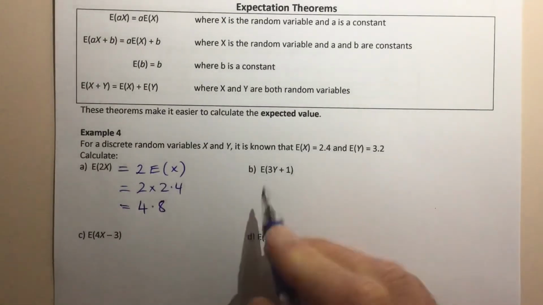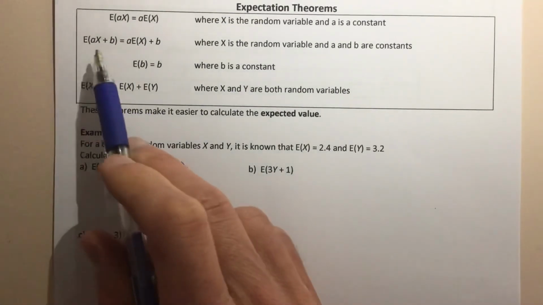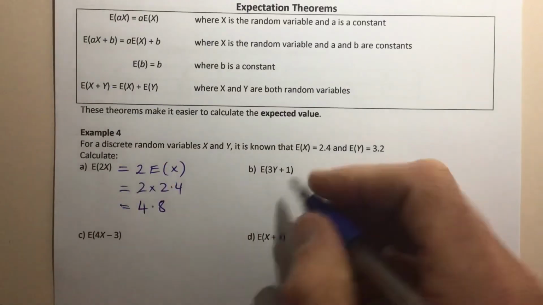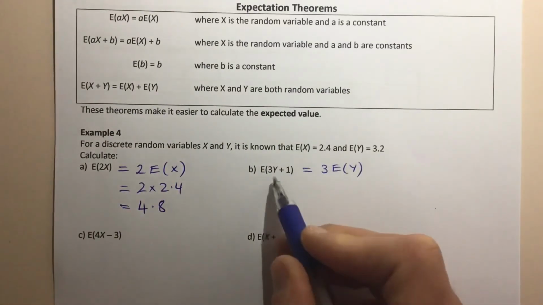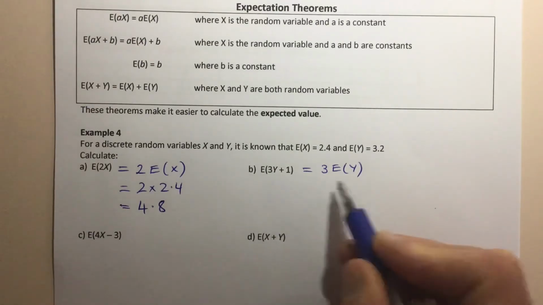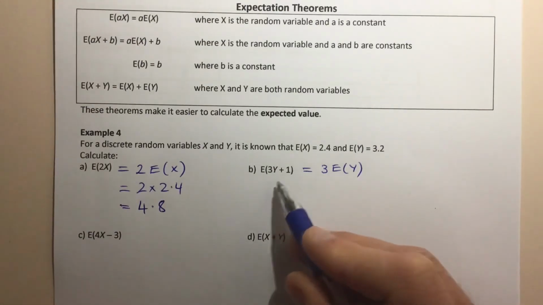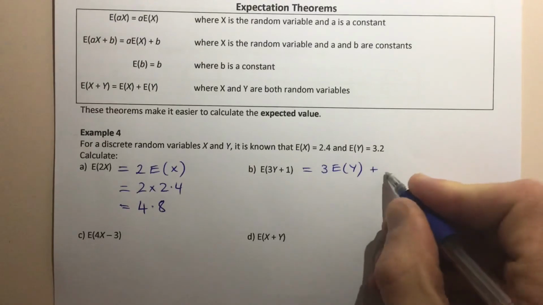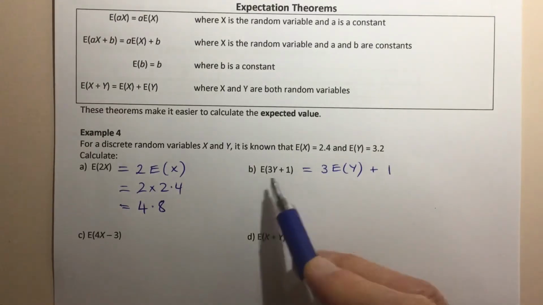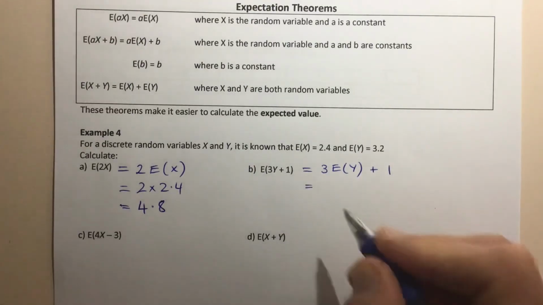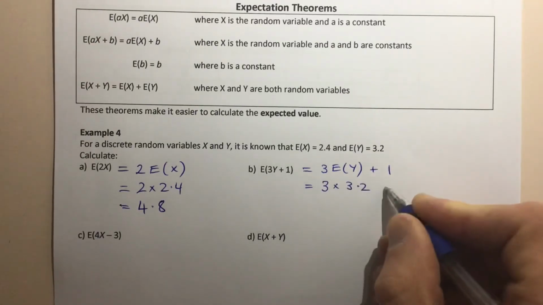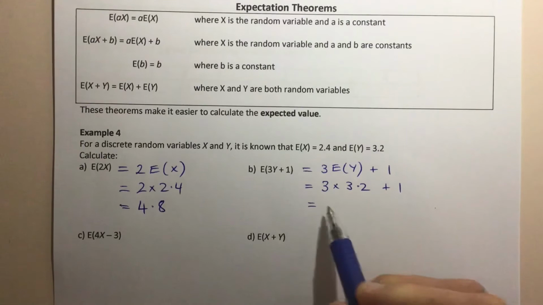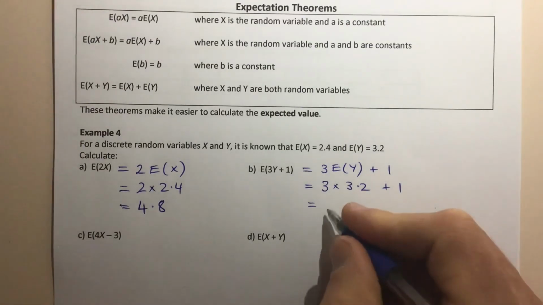Okay, expected value of 3y plus 1. This one's going to use that second rule, where that will equal 3 times the expected value of y. The fact that we're multiplying the variable by 3 is also going to multiply the mean by 3. But we're also adding 1 to our variable, so that's going to have the effect of adding 1 to the expected value. So that's how we can rewrite it. And then it's just a case of saying the expected value of y was 3.2, so this is 3 times 3.2 plus 1. That's going to give me 9.6, so 10.6.